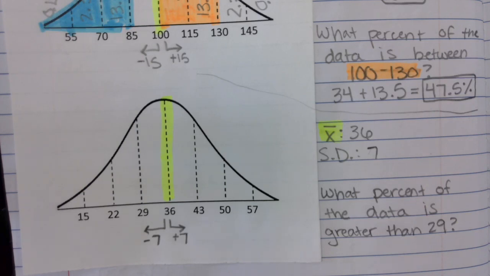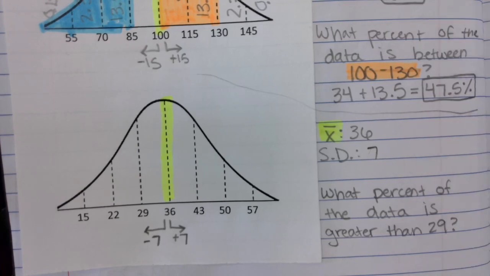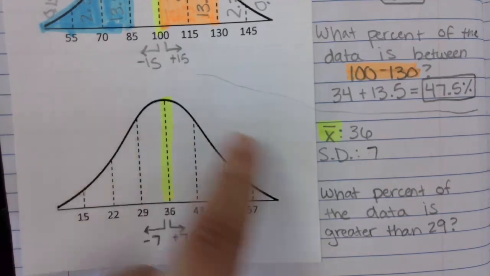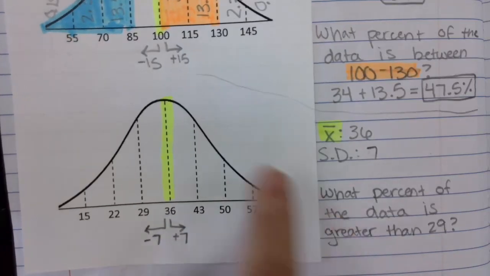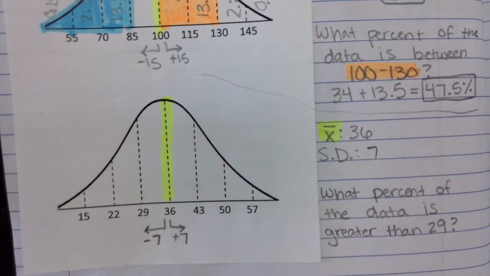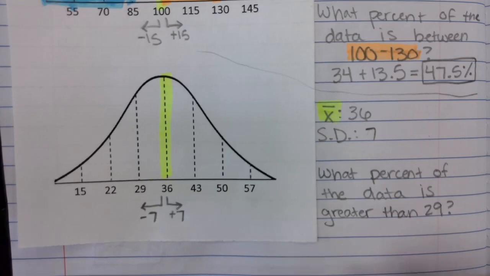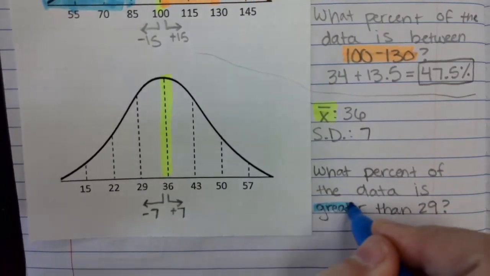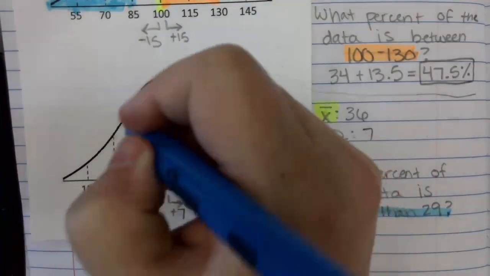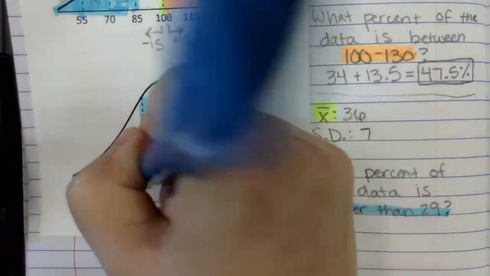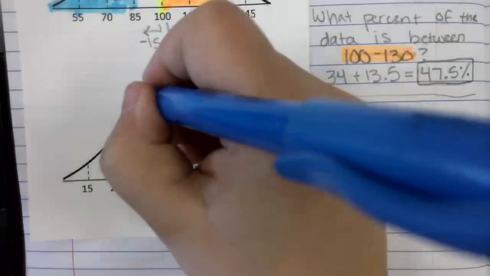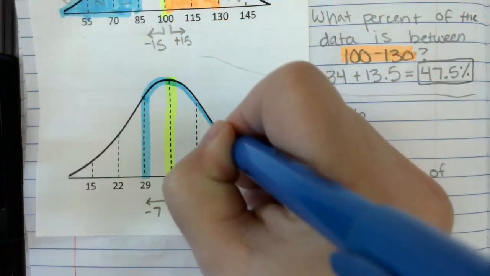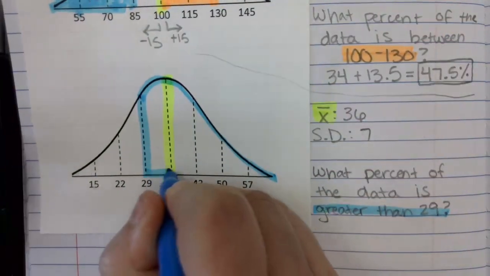Okay, there's going to be one question on your review today that's going to ask you to do this type of question, and it says, hint, draw it out. That means to actually draw a normal curve, label it out, so you can find your percents. Okay, so I'm looking at greater than 29. So I'm going to start at 29, and I want everything bigger than that. So I'm going to go all the way to the end of that curve.